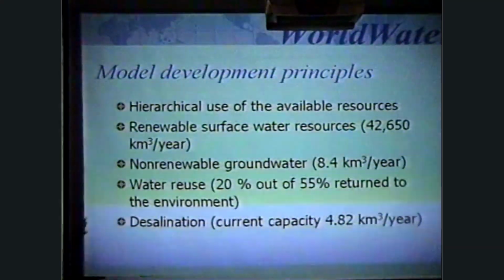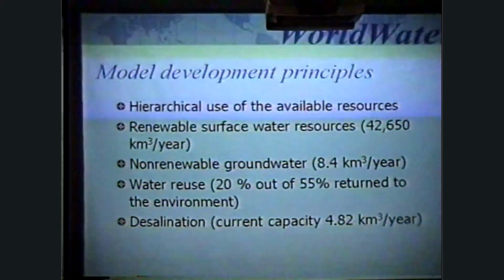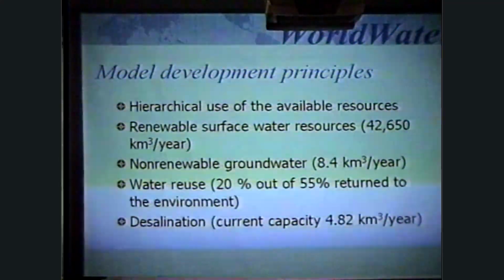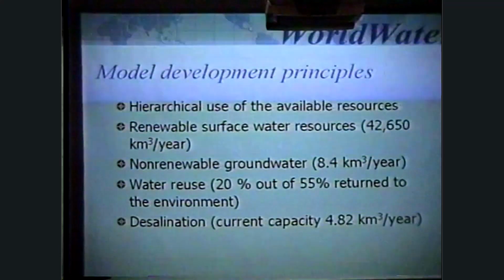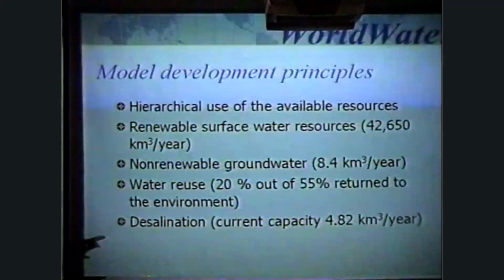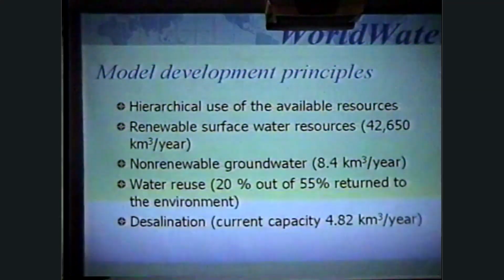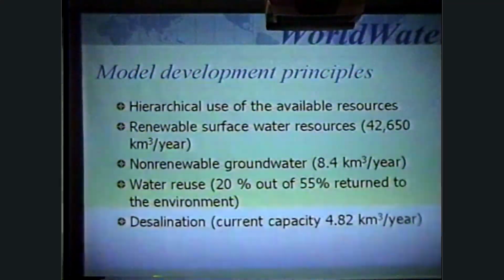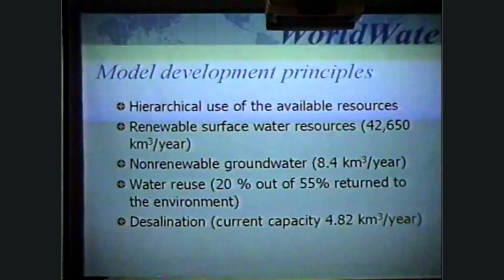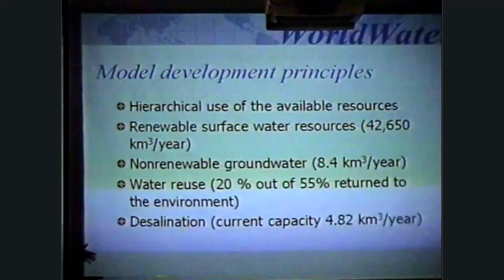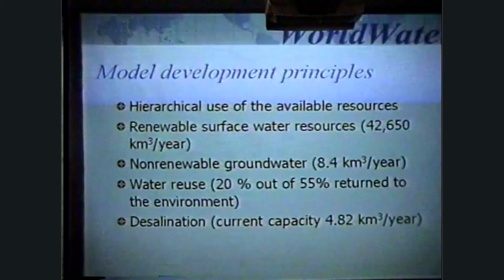And the desalination in this particular attempt, which I am describing right now, is limited to the current capacity as indicated here. Obviously, you realize that there is no limit except the volume of water we have in the oceans to this particular source. However, there are considerable economic consequences of using this particular source as a main source of augmenting the deficiency we may create between the demand and available non-renewable resources.